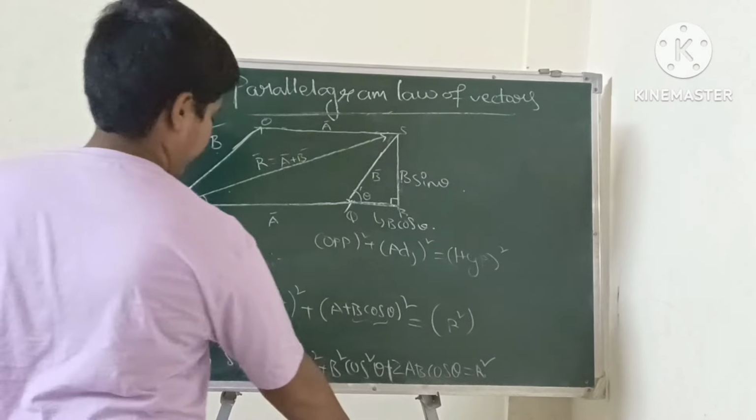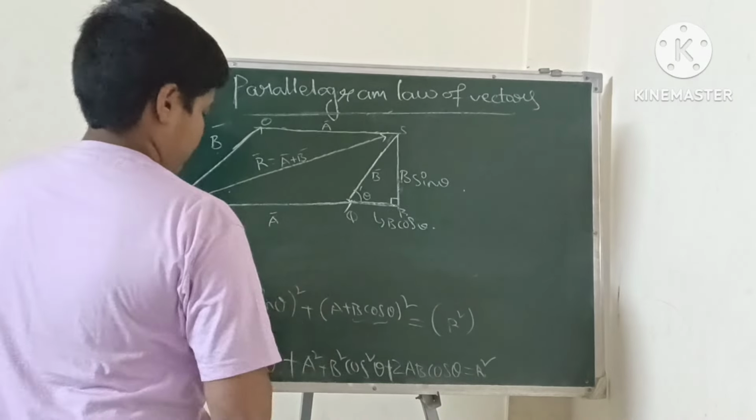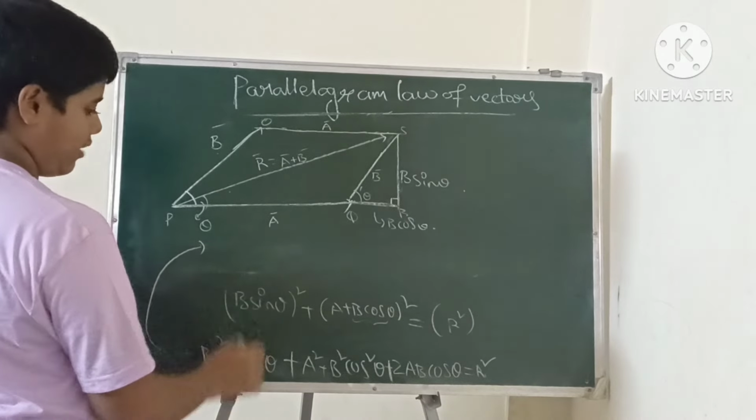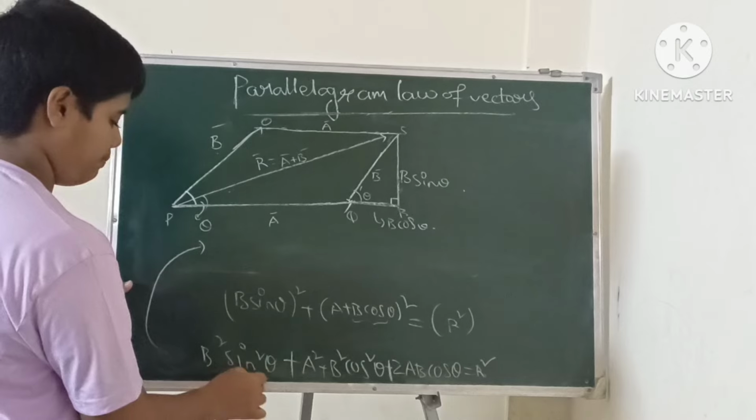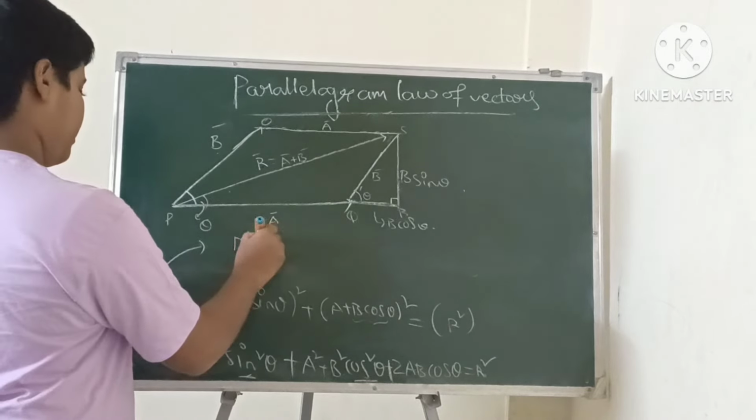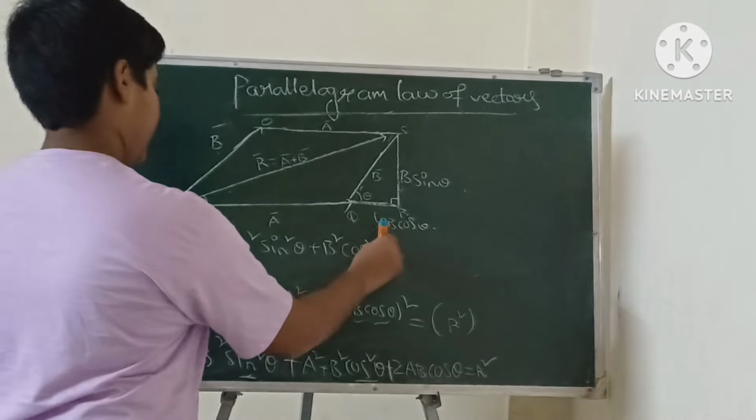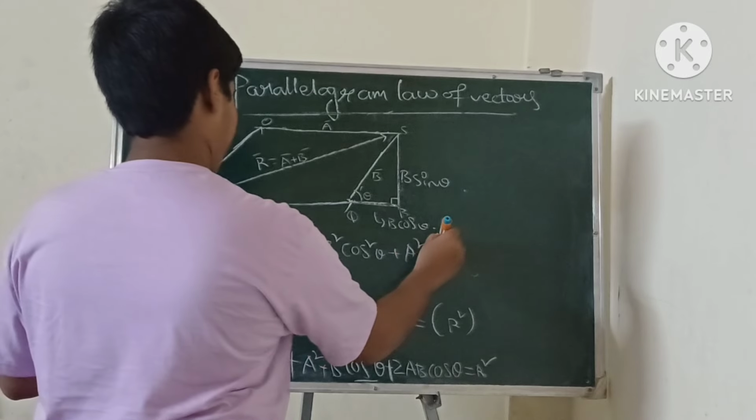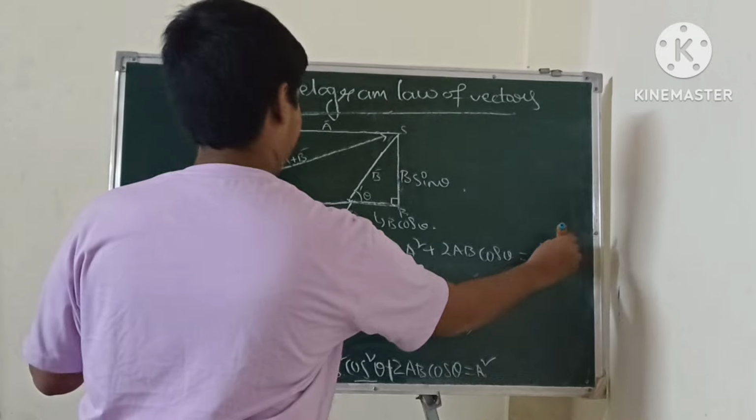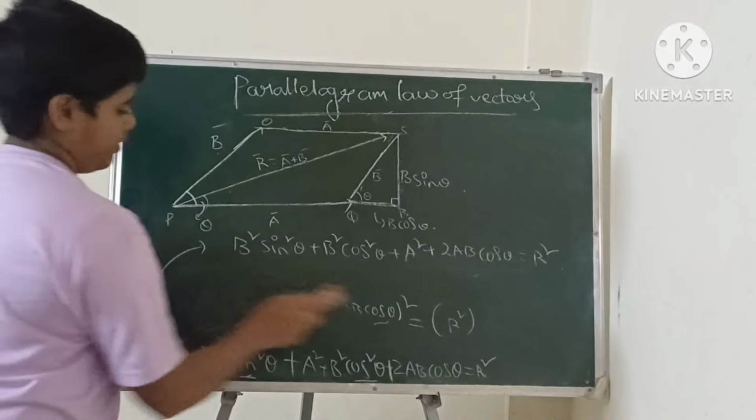Okay. Here I am wrapping this triangle SR. So from this equation I am taking common B sin theta and B cos theta. B square sin square theta plus B square cos square theta plus A square plus 2AB cos theta is equal to R square. Okay. I am writing this equation.